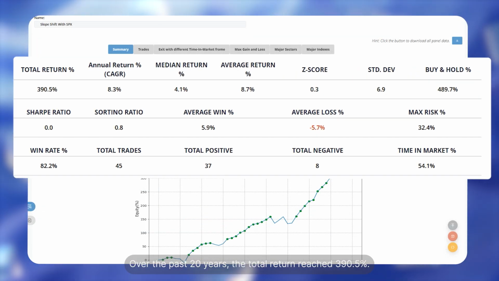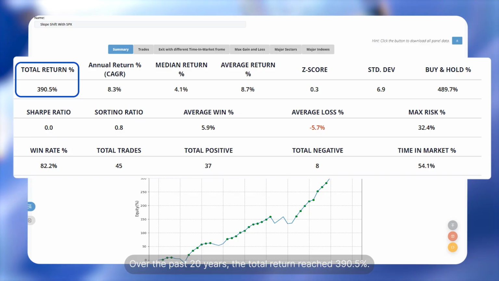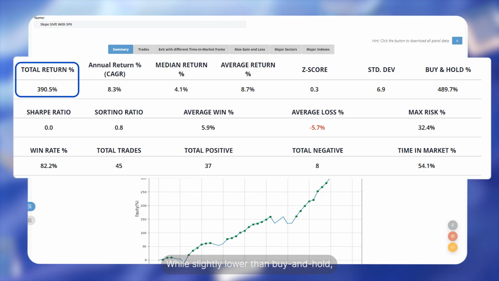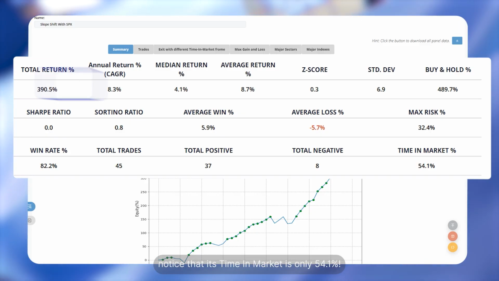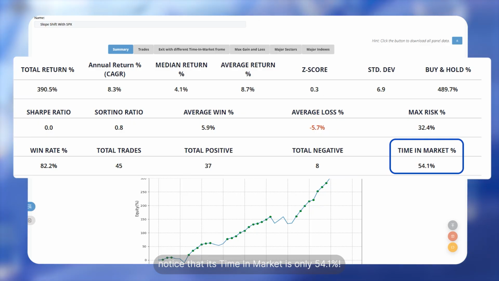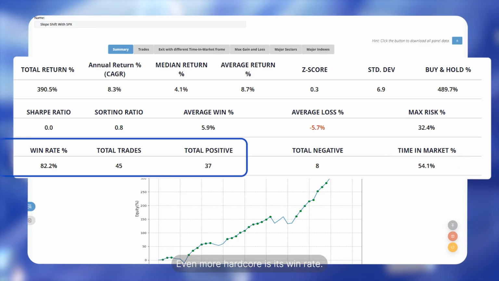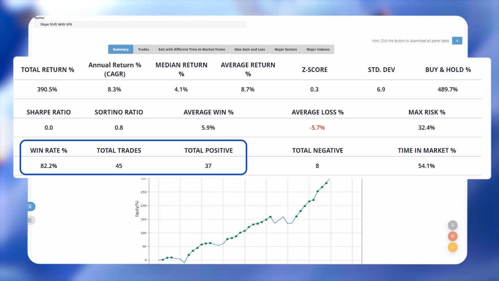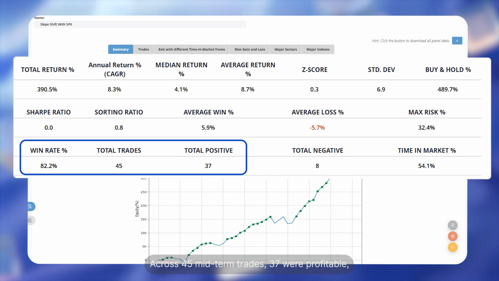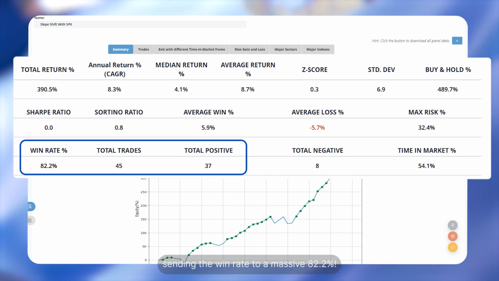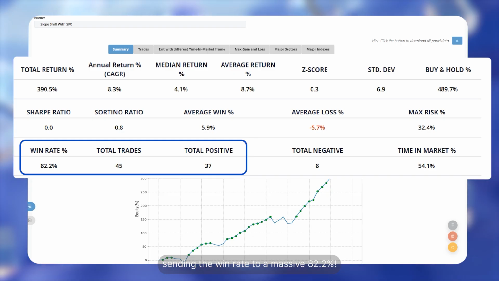Over the past 20 years, the total return reached 390.5%, while slightly lower than buy and hold. Notice that its time in market is only 54.1%. Even more hardcore is its win rate. Across 45 midterm trades, 37 were profitable, sending the win rate to a massive 82.2%.